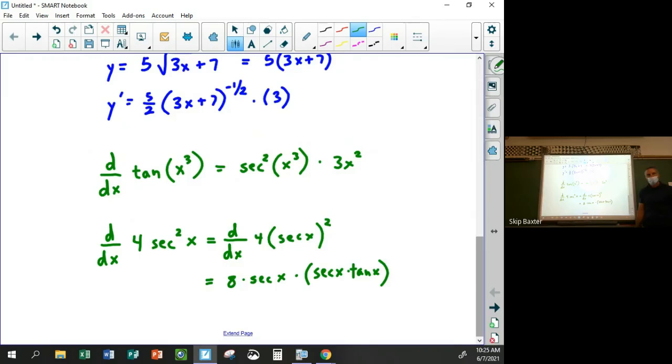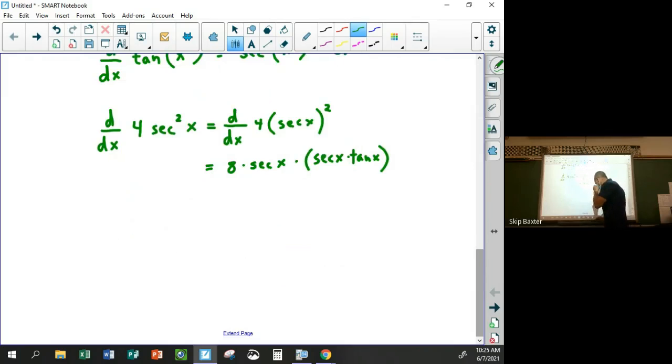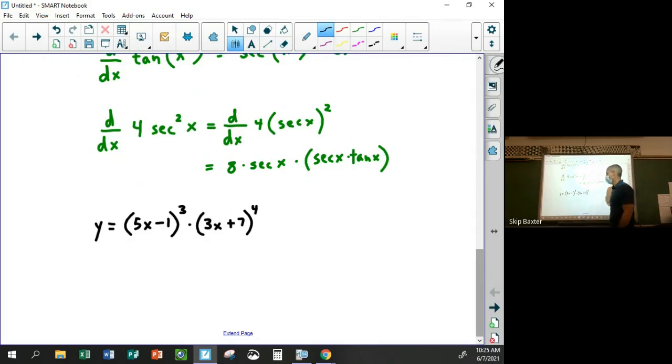Any questions? This can be combined with other rules too, like, for example, the product rule. Like I could have something like y equals 5x minus 1 cubed times 3x plus 7 to the fourth power. And I could take its derivative using the product rule, but in the middle of the product rule, when it comes time to take the derivative of this, you got to use the chain rule. And when it comes time to take the derivative of this, you got to use the chain rule. So this would be the product rule overall, but in the middle of the product rule, you're using the chain rule twice.